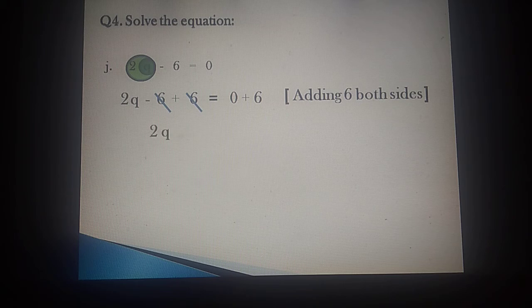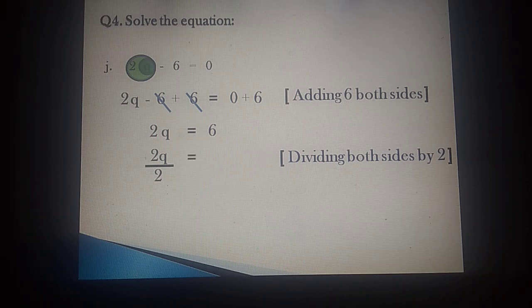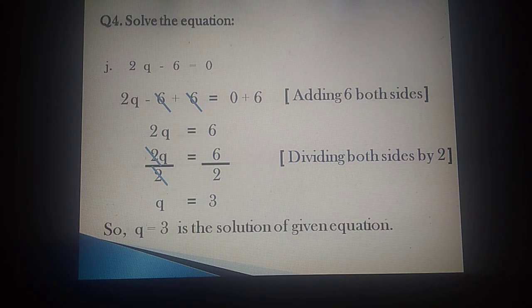What you will get? 2q. And on the right hand side, 0. You are adding it to 6. What we will get? 6. Now in the outermost circle it's 2. 2 into, opposite is divide by 2. Both the side we are supposed to perform the operation. We will write 2q by 2, then 6 by 2. Now LHS. Same value in numerator and denominator, cancel it. Left with q. Solve RHS, we will get 3. This is your solution.